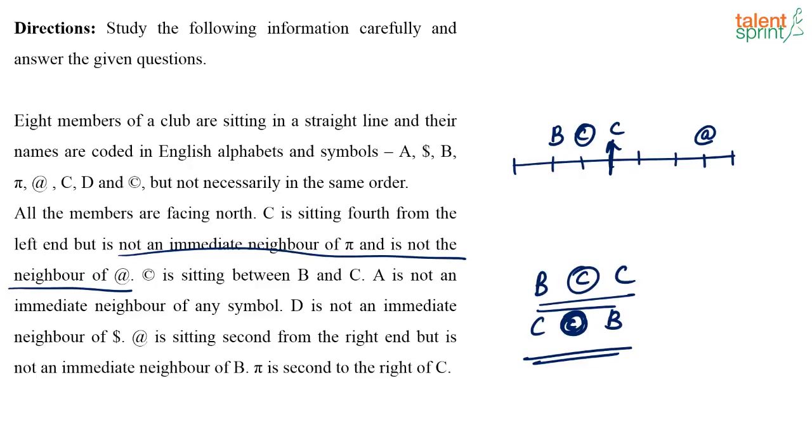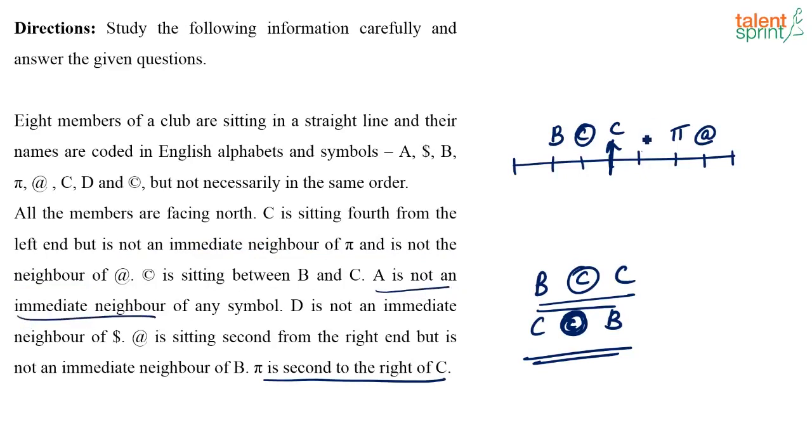Now where can pi be? See, it is given here already. Pi is second to the right of C. So this is going to be pi. So now I know C is not a neighbor of pi and at the rate of. Now next they are saying that A is not the neighbor of any symbols, right? I am going to try and use this statement. Now A cannot come here. If A comes here, then A is adjacent to pi. If A comes here, then A is adjacent to this person. So definitely this has to be A. So now I have fixed A also.